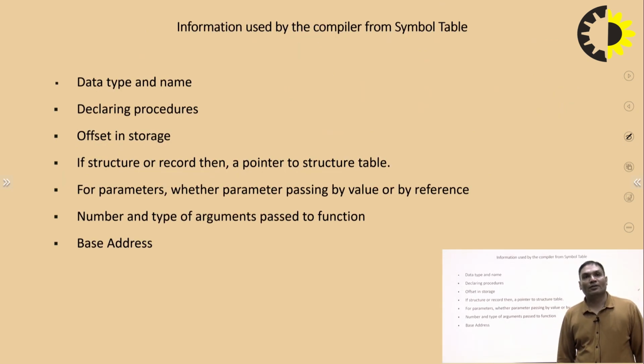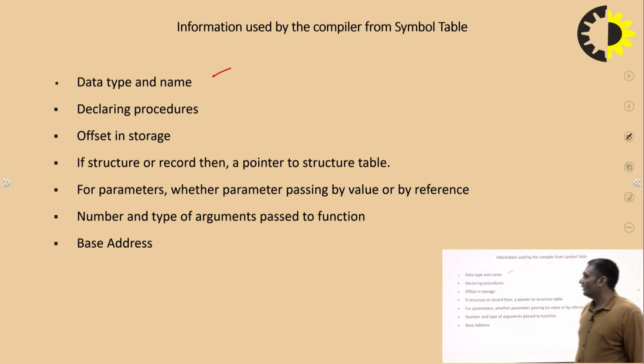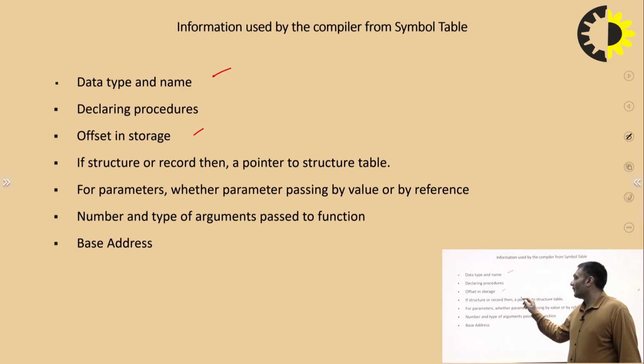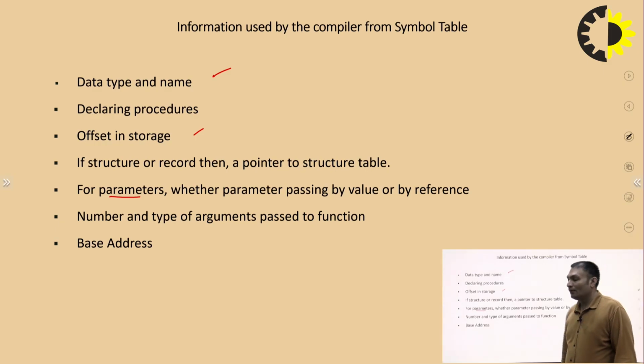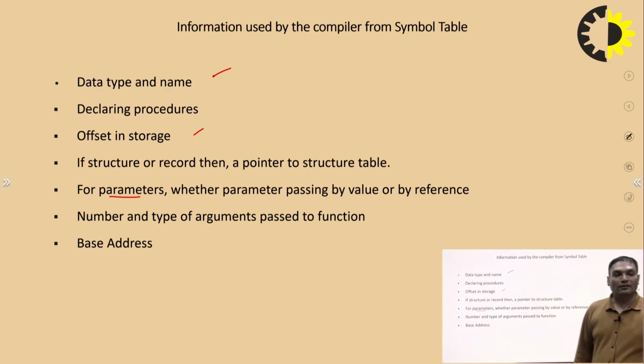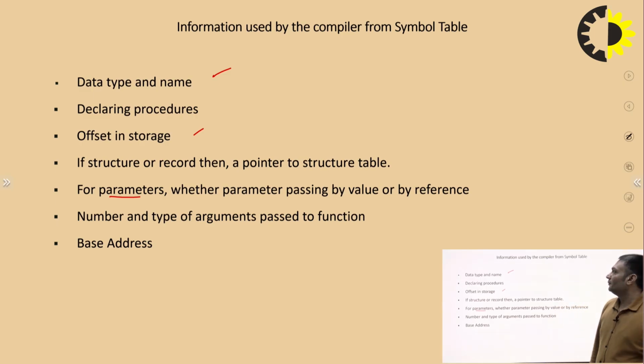So, what information is stored inside the symbol table? We can say data type and name information, declaring procedure, offset, and if it is a structure or record, then a pointer to the structure table is also stored inside the symbol table. For parameters, we store this information inside the symbol table. The number and type of arguments passed to the function are also stored in the symbol table, and the base address is also stored inside the symbol table.